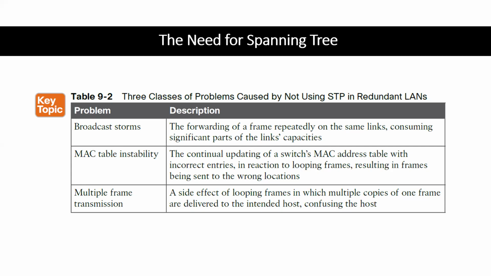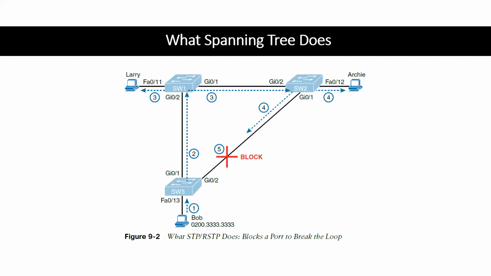MAC table instability: the continual updating of a switch's MAC address table with incorrect entries, in reaction to looping frames, resulting in frames being sent to the wrong locations. Okay, all right. And right under MAC table instability is multiple frame transmission: a side effect of the looping frames in which multiple copies of one frame are delivered to the intended host, confusing the host. So this is why we need spanning tree within our networks. And of course, it's used to this day. It makes the world go round, and it's why you guys have to understand it. Okay.